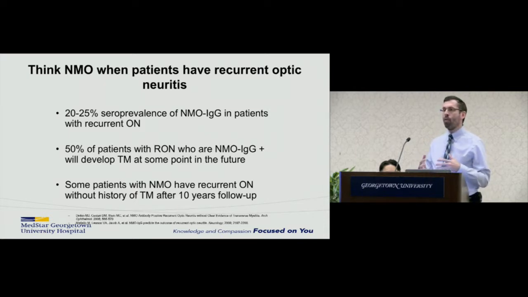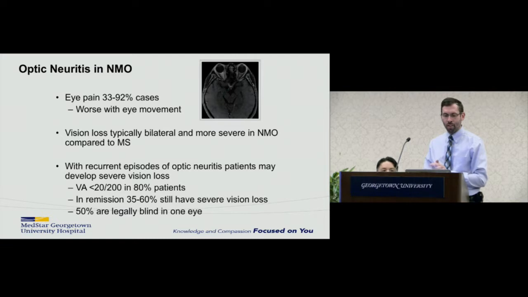And this will have an impact on how we decide to treat these patients, because we know that these patients are at high risk for having future attacks, and so we'll want to put them on a treatment to try to prevent future attacks. And some patients might have several years between attacks. There are patients who've had optic neuritis, and then 10 years later is when they have their next attack. So there could be a long time period between attacks, just like in MS.